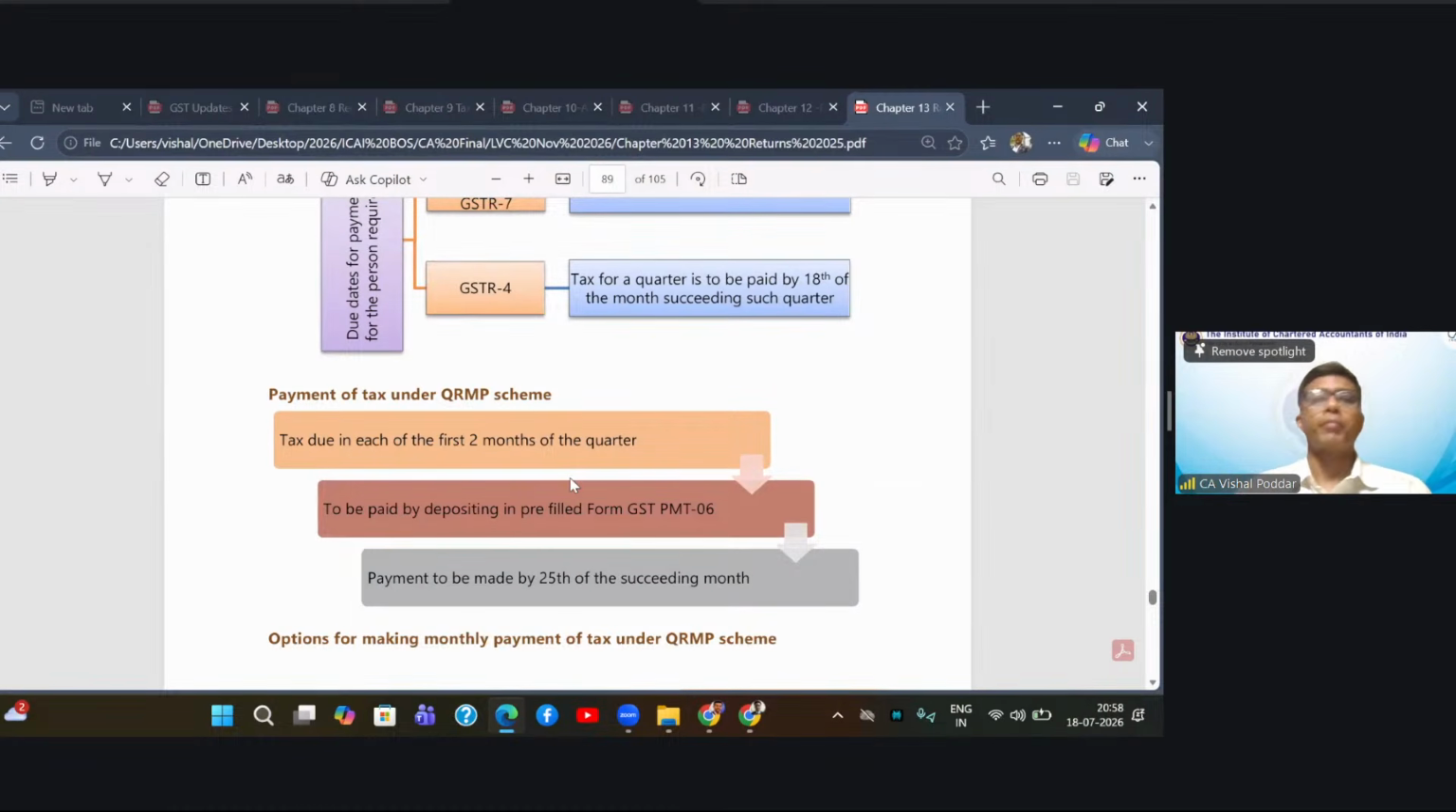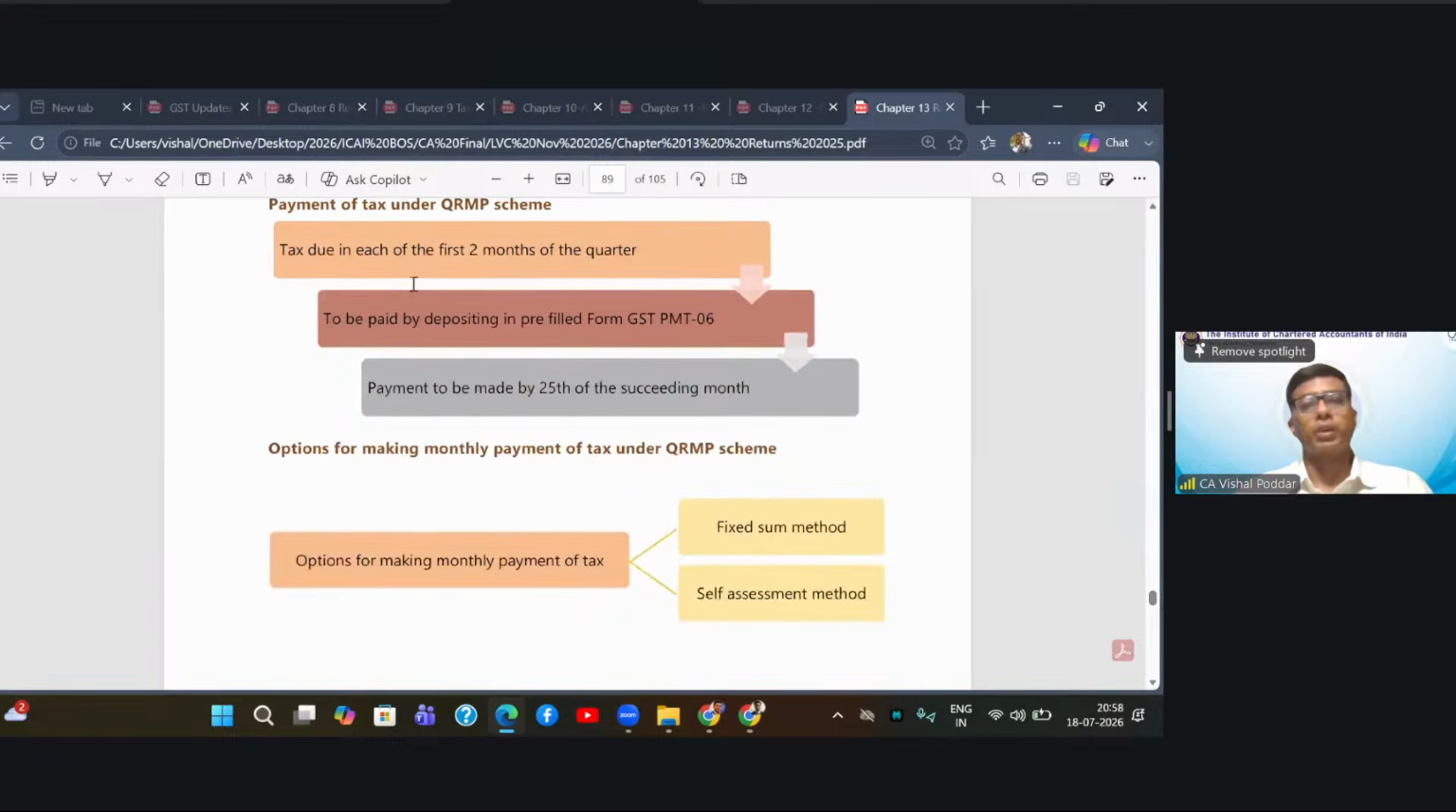So here the law has given you an option. So what does the law say? That tax due in each of the first 2 months of the quarter, you have to pay in the pre-filled form, which is through GST PMT 06, and the payment has to be made by 25th of the next month. Now, importantly, how will you determine how much amount has to be paid?